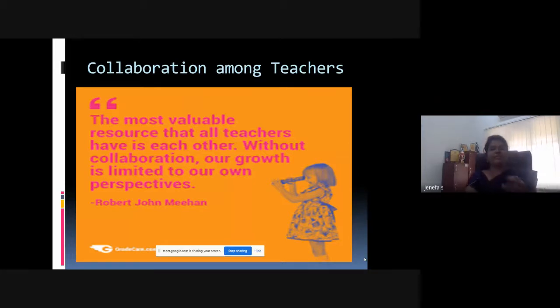Yeah. Finally, most importantly, teachers also need to understand that we need to collaborate with our fellow teachers. Okay. So again, I could find a beautiful quote like this: the most valuable resource that all teachers have is each other. Without collaboration, our growth is limited to our own perspectives, right? So like the students, we also should not be restricting ourselves to be very self-centered. Okay, so I have to climb up the ladder in my career. I have to look for my own promotion, my own academic growth or professional growth, etc., etc.